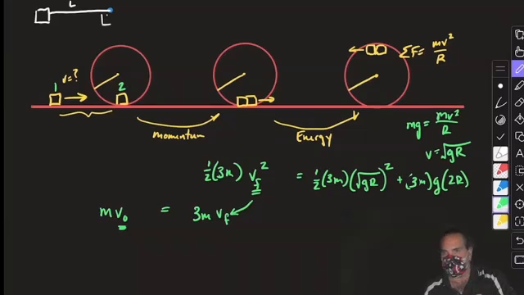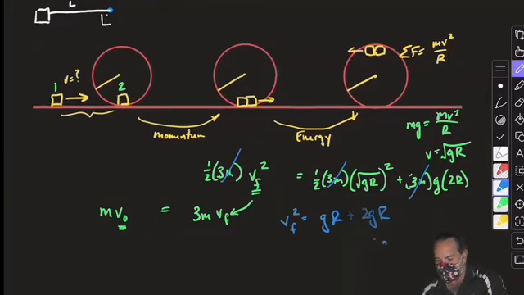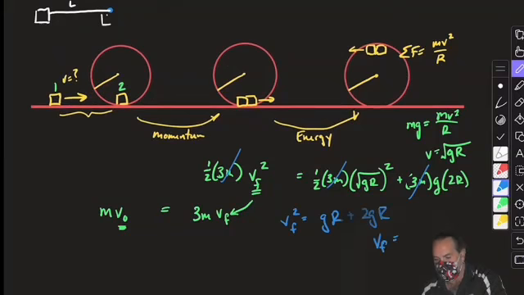So do you want me to keep going? I can do my physics. It's just algebra, but it does disappoint me. Cancel out all the 3M's. Multiply by 2, VF squared equals GR plus 2GR. So VF equals the square root of 3GR.